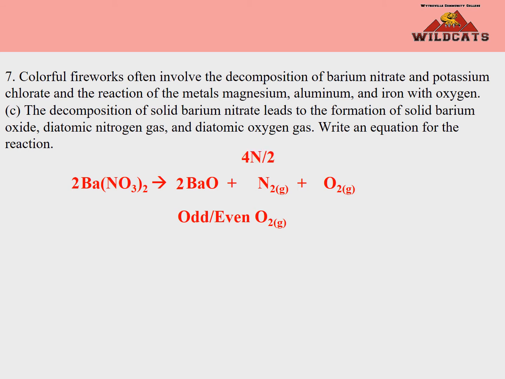And so if I take a look, I've got 4 nitrogens. That's 2 from outside the parentheses and 2 from the 2 in front of the barium. And when I go to do the oxygens, I've got 2 times 3 is 6 from just outside the parentheses, then multiply by the 2 in front of the barium. So I've got 12 oxygens, but I've got to subtract the 2 from the barium oxide, which is going to give me 10. 10 divided by 2 is 5, and so I end up with 5 O2.